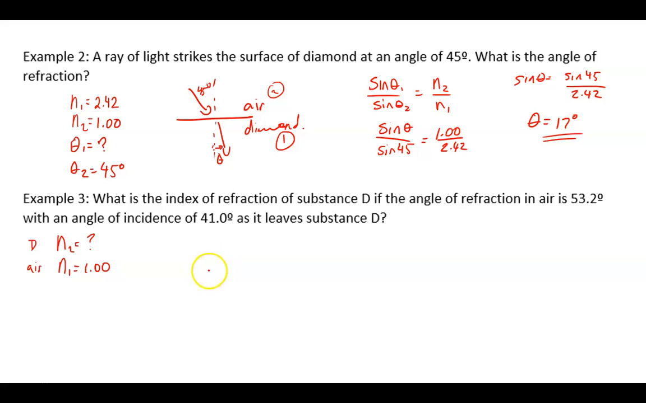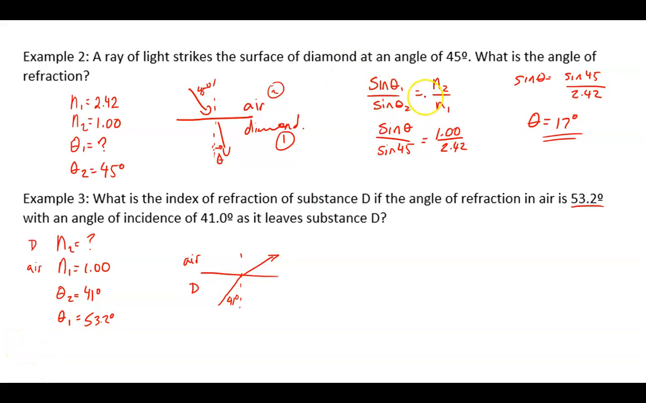So if we think about this, it's leaving substance D, going into air. That is 41 degrees. So in this case, angle 2 is equal to 41 degrees. And in air, it's at 53.2 degrees.